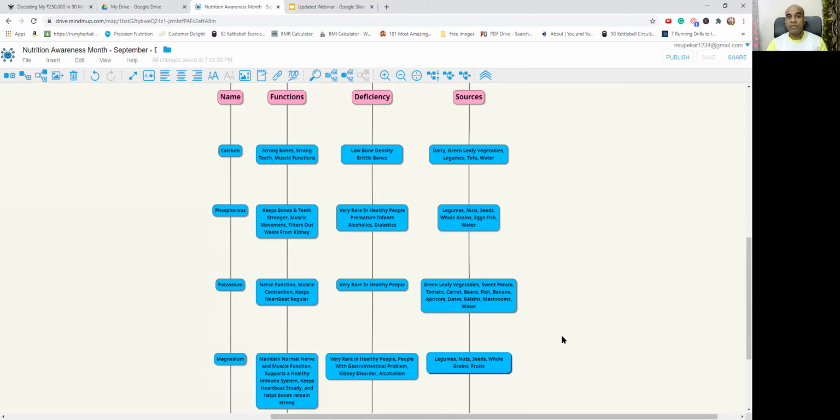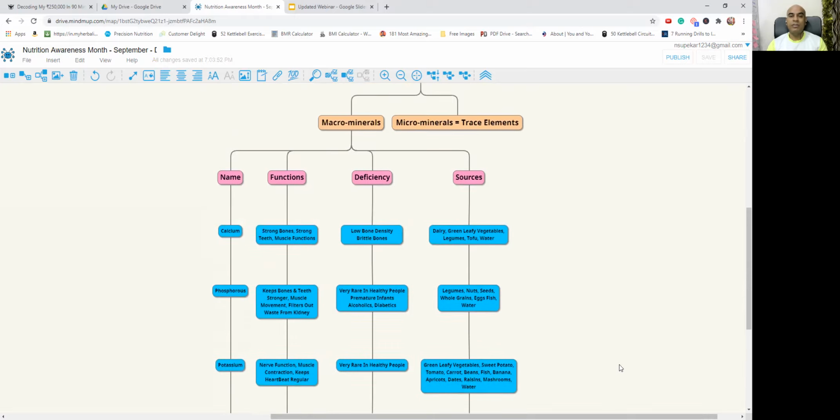So make sure that we start changing our eating habits, our lifestyle, and our exercise habits, and once we start changing, we will start seeing results. So this was it for today for macro minerals. Tomorrow there are nine micro minerals, which are also called trace elements. Trace elements are required in very fine, very small quantities. But let us go and understand this in tomorrow's video.